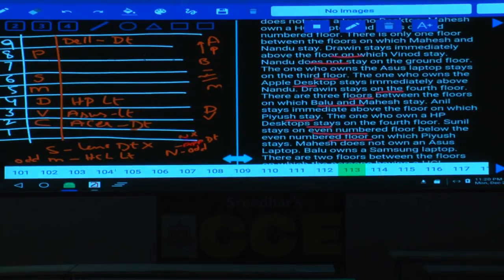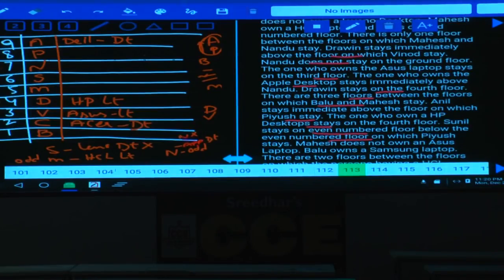If M is on the 5th floor, then between B and M there must be 3 floors. B is on the 1st floor. Between B and M 3 floors, M and N there is 1 floor, and these 2 persons must be on odd number floors. Then who is the person left over? A is the person left over. And A is immediately above Piyush. That information is not even needed. Without that information we are able to derive this, isn't it? Now this is the list of these persons. Then Sunil.